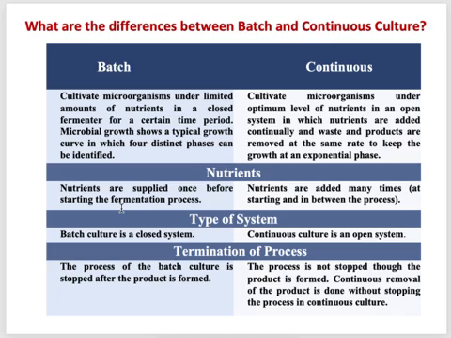For example, the nutrients. In case of batch, we put everything in the beginning, only once, we never add anything extra. But in case of continuous culture, you continuously add nutrients. And in case of termination of the process, the batch culture is stopped after the product is formed. But in continuous, you can prolong the process, right? Because you continuously add media and continuously take out or remove media from there.